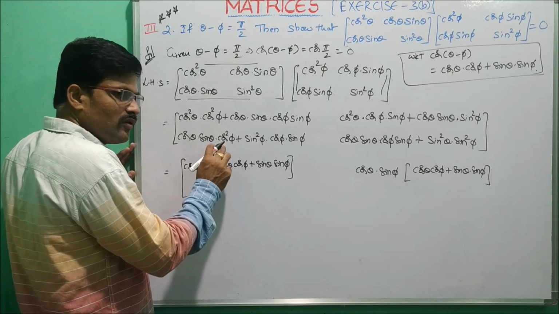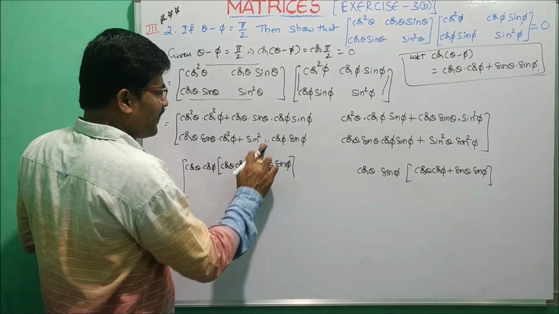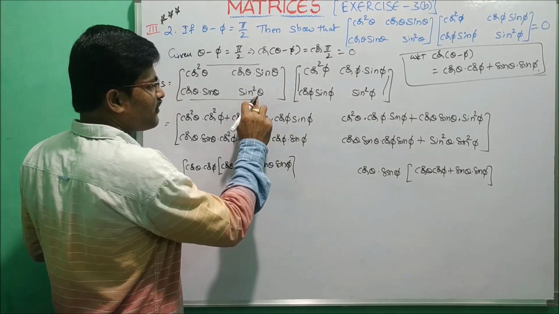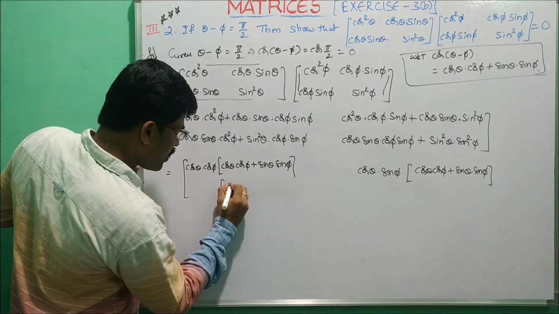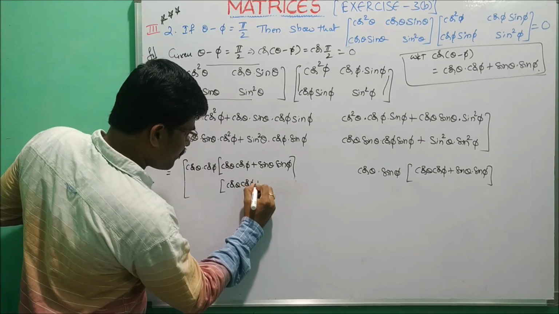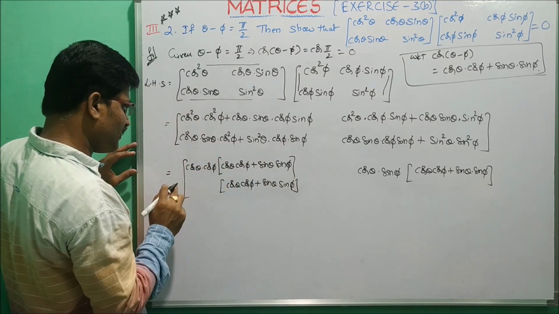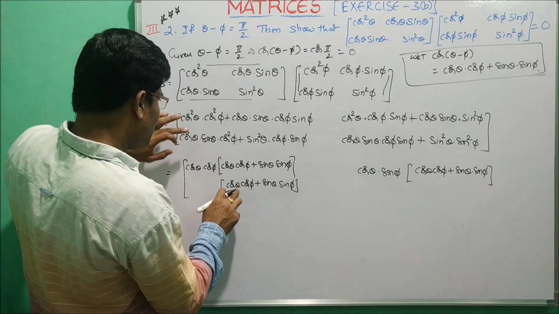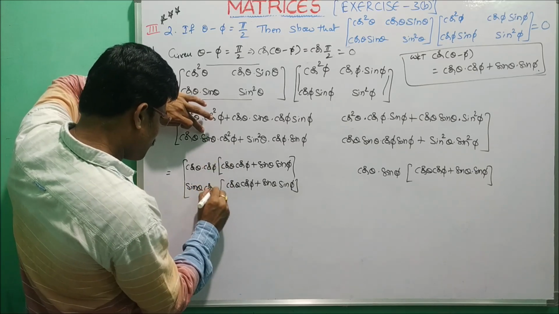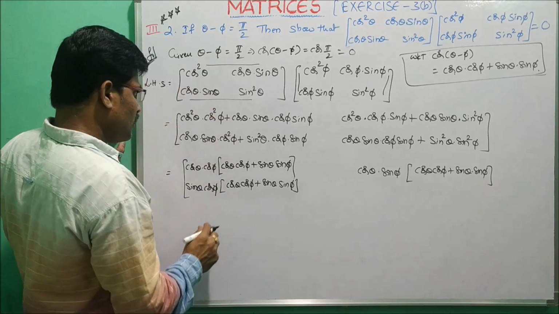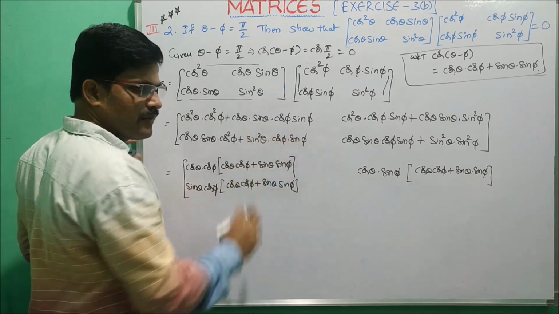Similarly, here also, second row first column. This is sin square theta into cos phi sin phi. Now first we write the same value: cos theta cos phi plus sin theta sin phi. In that, cos theta cos phi is already there, so the remaining value is sin theta cos phi. So here multiply this term with this term, and we get the second term.